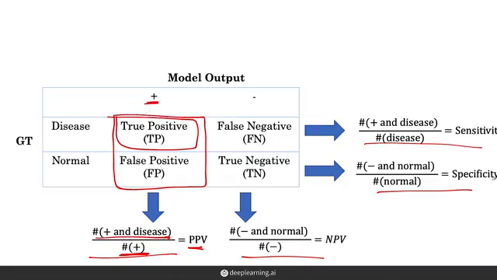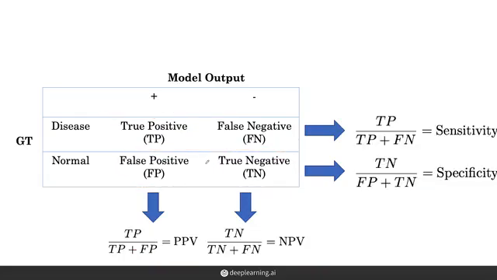Another metric, specificity, is looking here at the number of negative and normal, which corresponds to the bottom right cell here, and in the denominator to the total in the bottom row here. That's looking at all of the examples where the ground truth is normal. So we can represent all of these metrics in terms of these four terms.